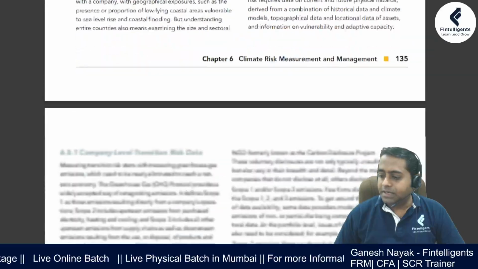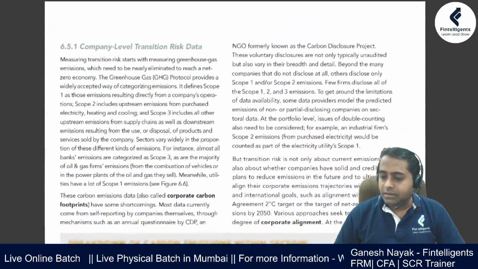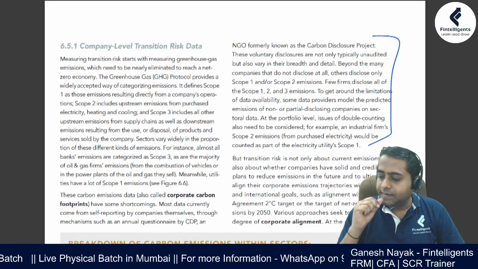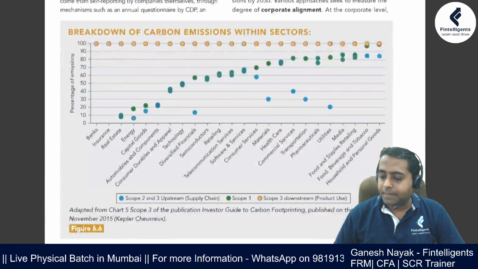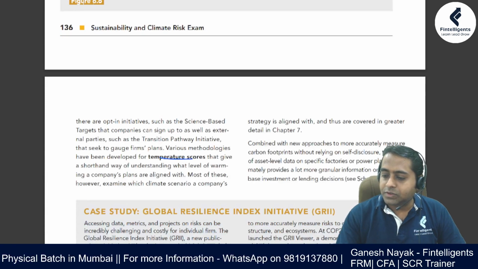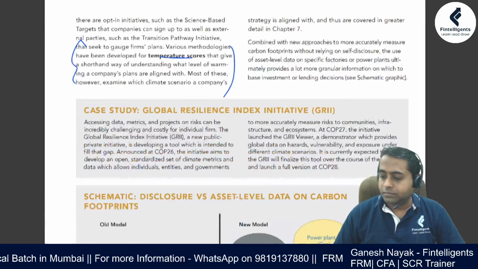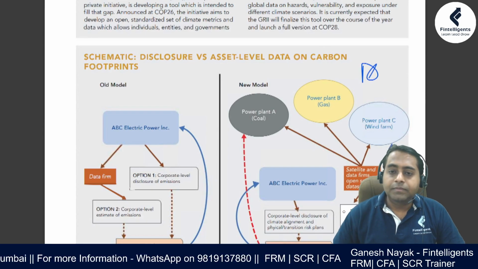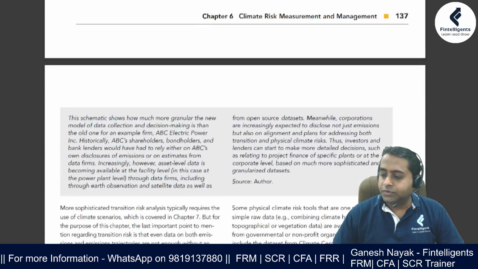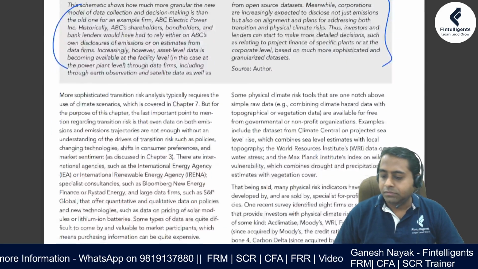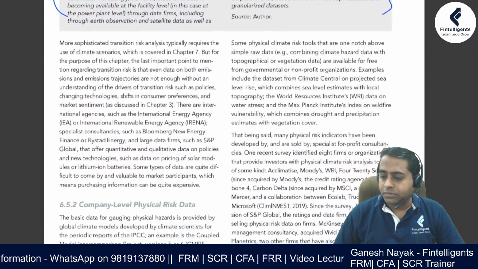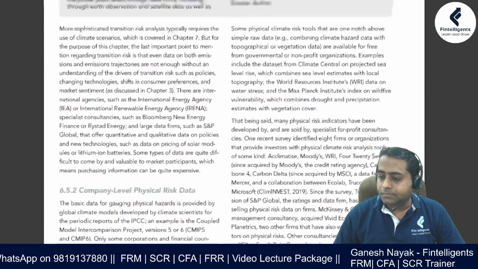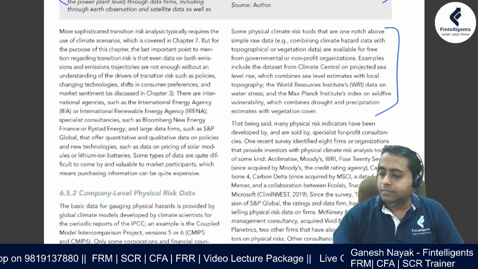Is okay. Climate risk data and analysis. Company level data. So this section you can read. Temperature score. This second diagram important, which is also explained over here. Company level risk data. This section.